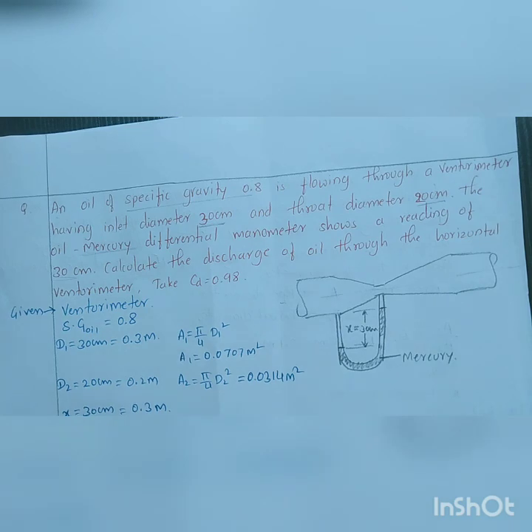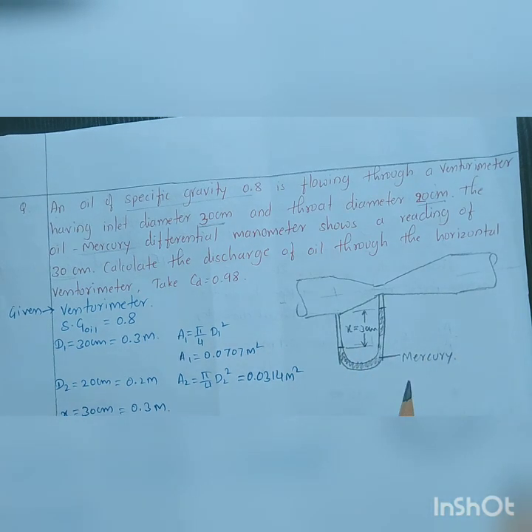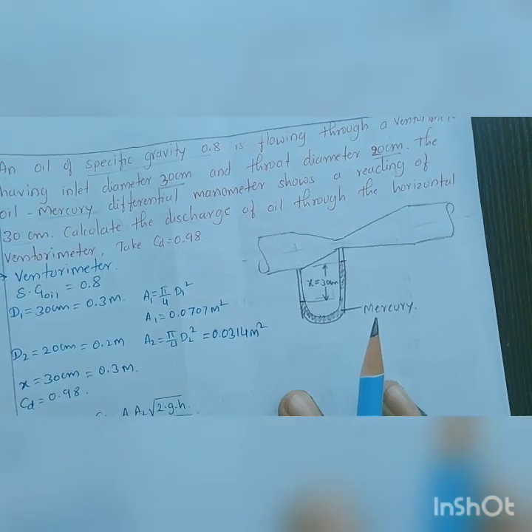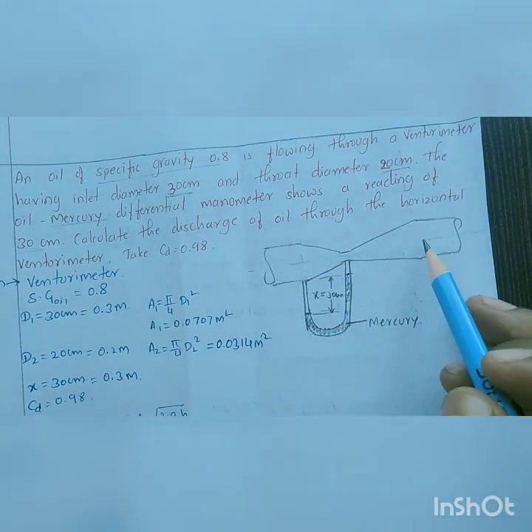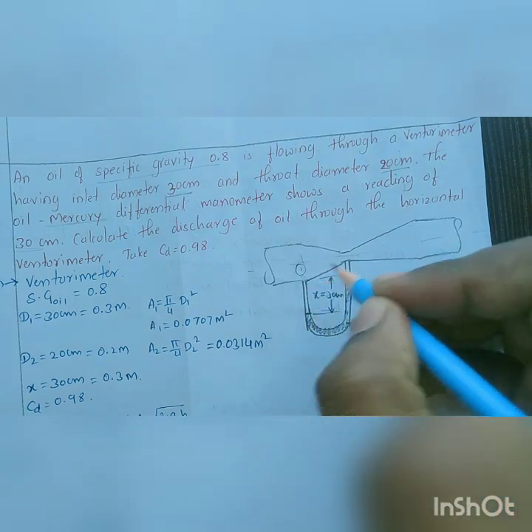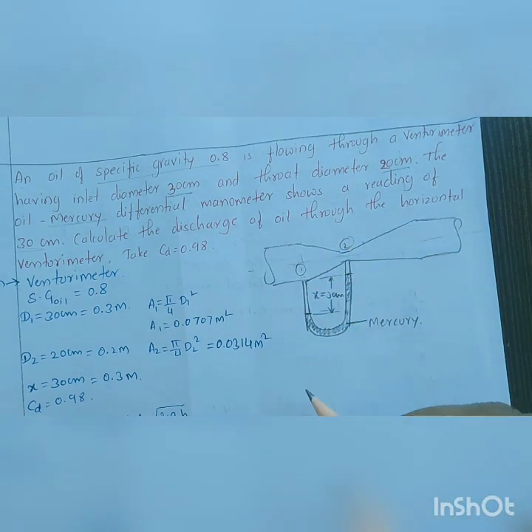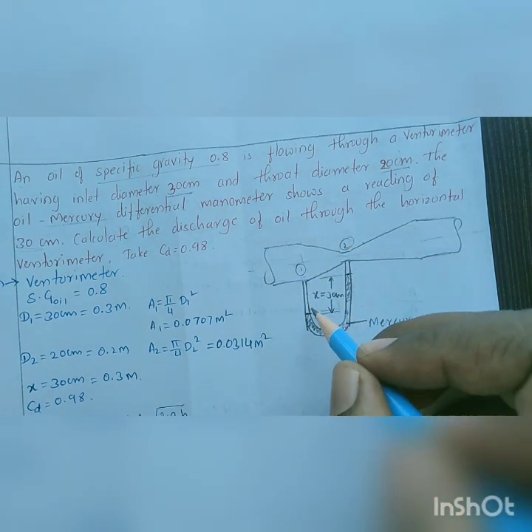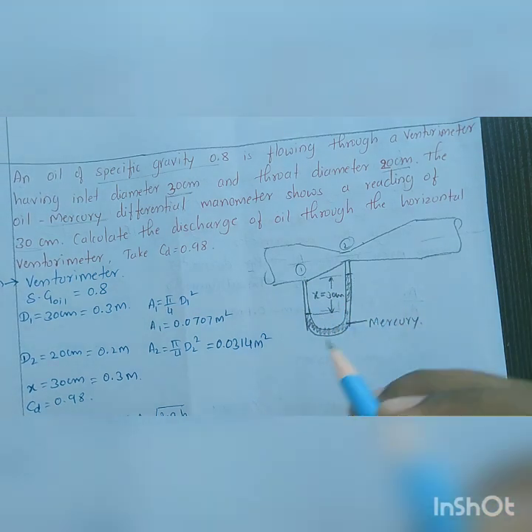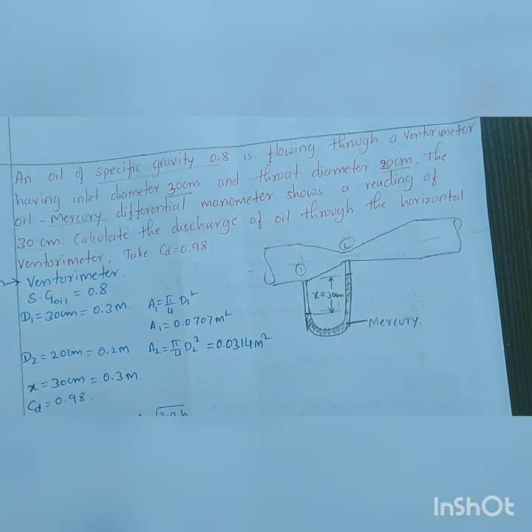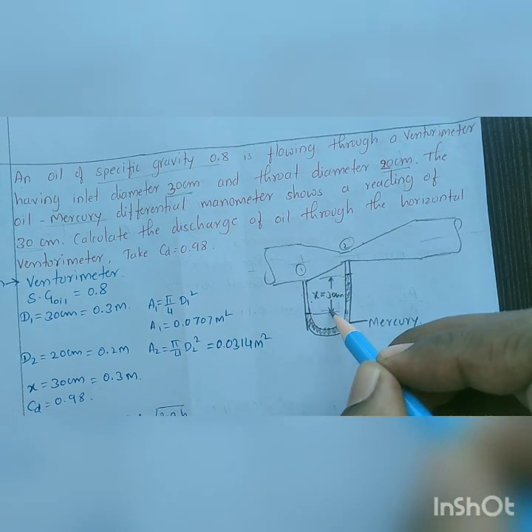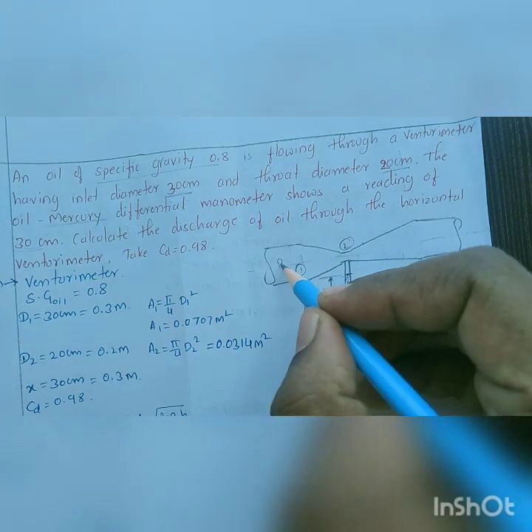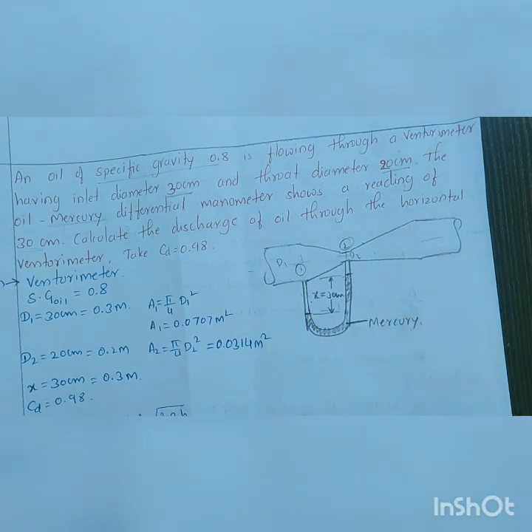We need to find the Q. So it is a very simple problem. I have converted this problem into a sketch. So this is a venturimeter, this is section 1, and the throat I will take as section 2. I have fixed a differential U-tube manometer in which the liquid is mercury, and the difference of right limb and left limb height is 30 centimeter. And he has given D1 and the throat diameter D2.